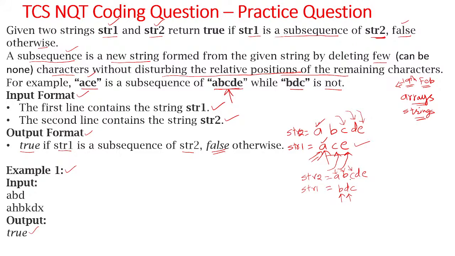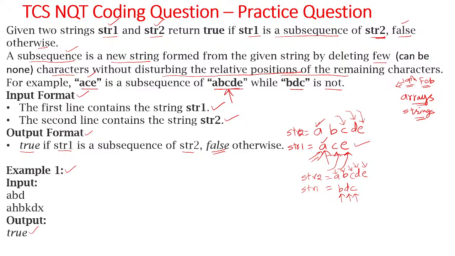Then we'll compare D equal to C. No. Then we'll move to the next character of string 2. D equal to D. Yes. Then we'll move to the next character of string 1 and also the next character of string 2. Then E equal to C? No. Then end of string 2 is reached here, and still we have not reached the end of string 1.